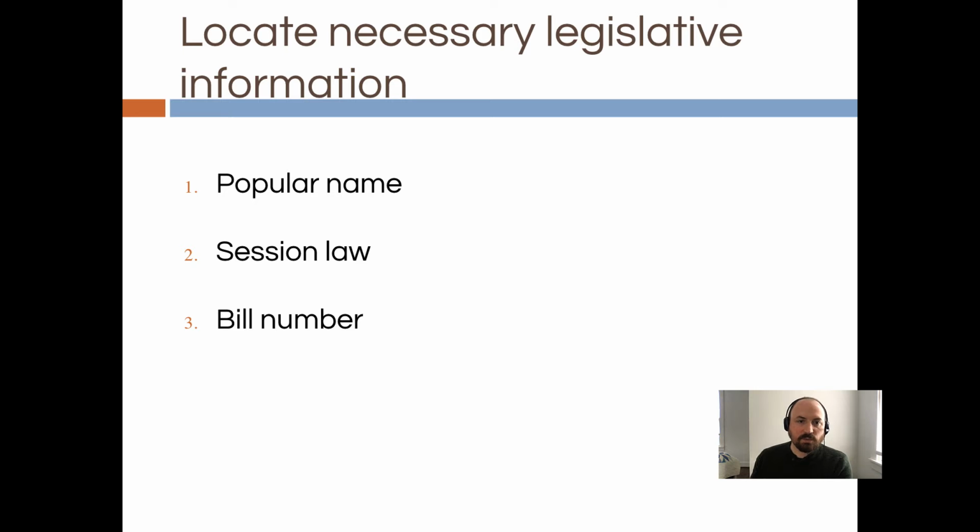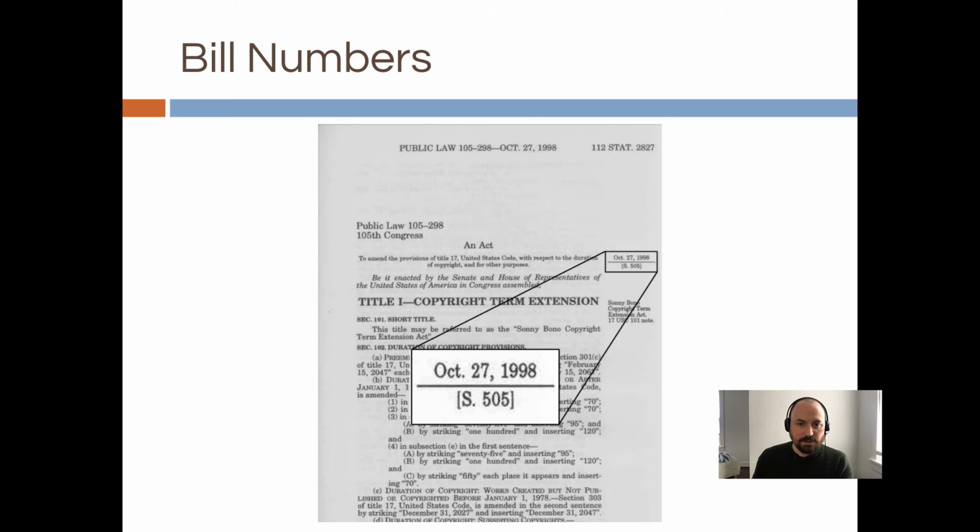The session law, you will remember, is the most authoritative text of a statute. You'll want to locate the public law number and statutes at large citation. This information can be found at the bottom of a U.S. Code section or through the popular name table. Last but not least, you will need the bill number. The legislative history documents will mostly be identified with the bill number. You will need the bill number, the House designation, and the session number or year, since the bill numbers are reused.